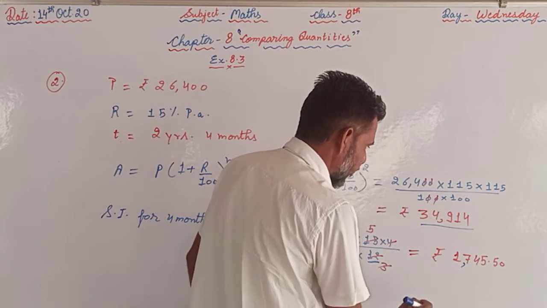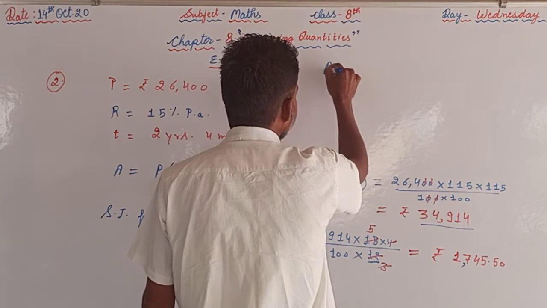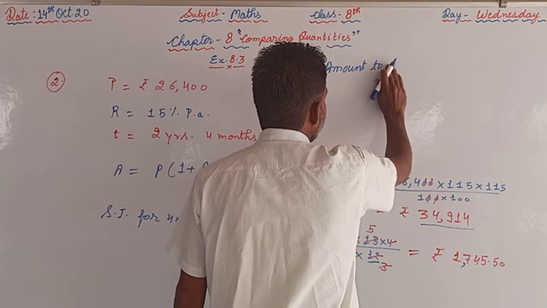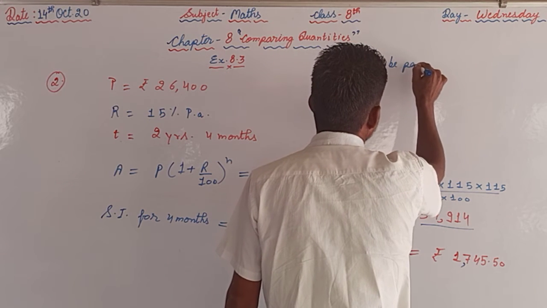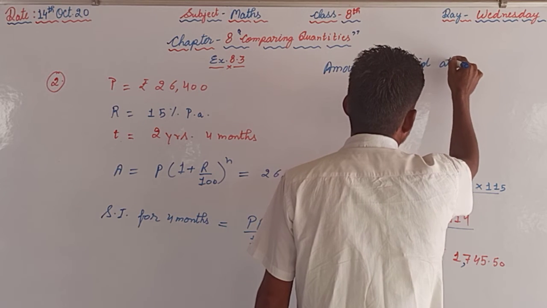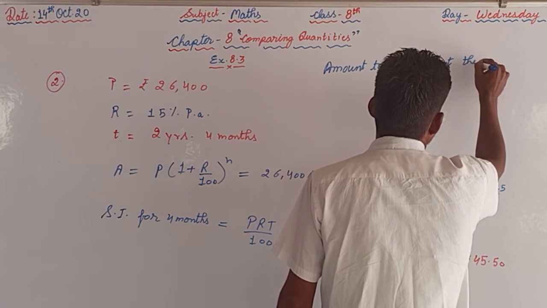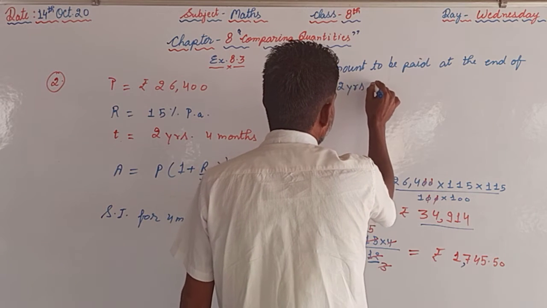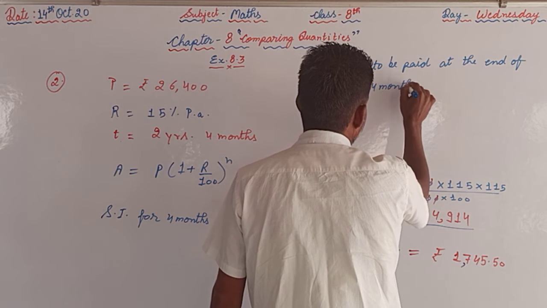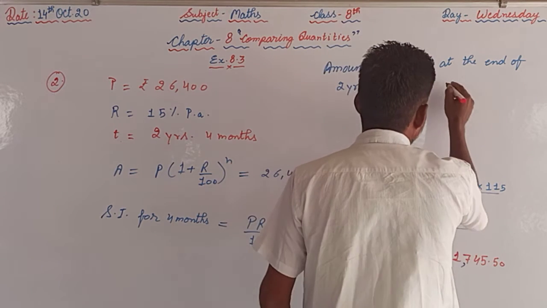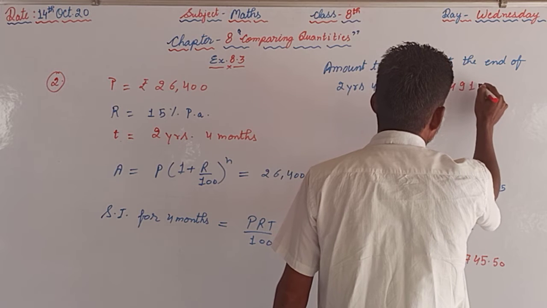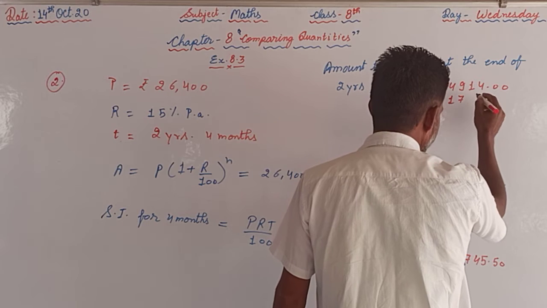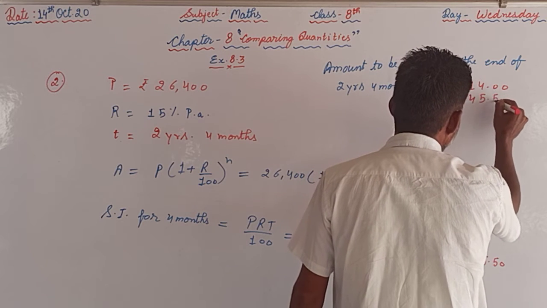So we are supposed to add the amount to be paid at the end of 2 years 4 months will be 34,914 rupees 00 paise and 1,745 rupees and 50 paise.